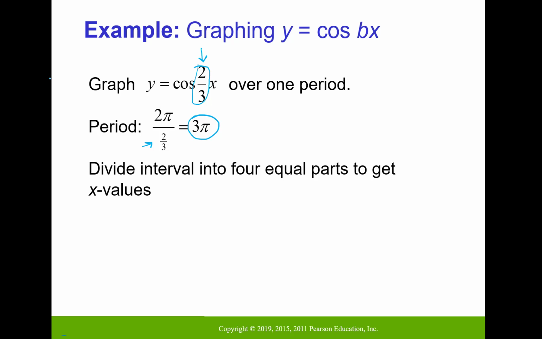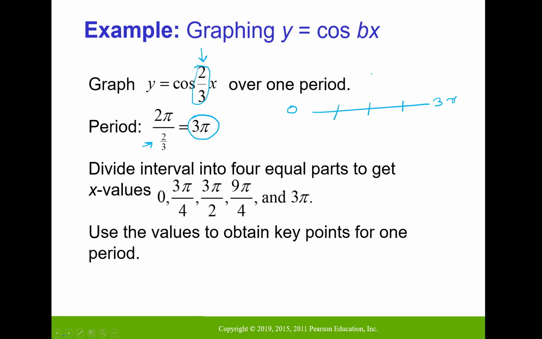So you take that period, if cosine starts at 0 and it goes all the way to 3 pi, you're going to say, well, I want to cut this into nice fourths. So cut it in half, and then cut those both in half. And what are those values? You can get those values by just dividing by 2 a few times. So from 0 to 3 pi, cut that in half, so divide by 2. That would give you 3 pi over 2. And then if you cut 0 to 3 pi over 2 in half, so what's this divided by 2? You would get 3 pi over 4.